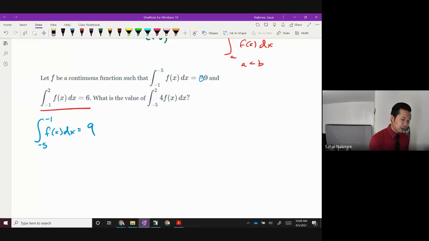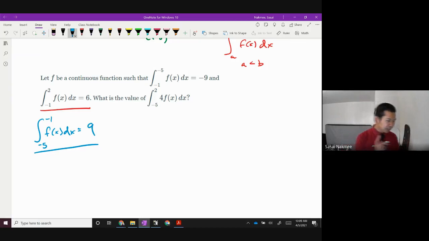Okay, so that's the first property you need to know. When you switch the limits of your integral around, you switch the sign of your answer as well. So this is the first step you need to do. The integral from -5 to -1 should be equal to 9.